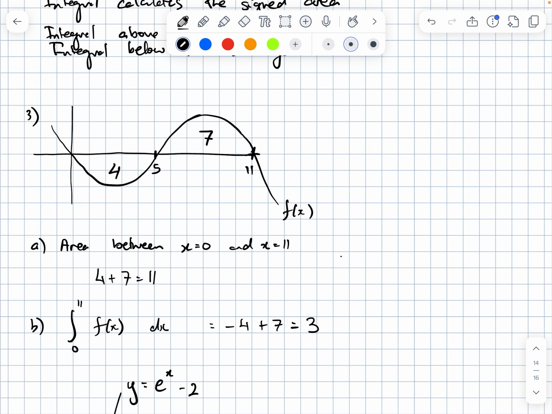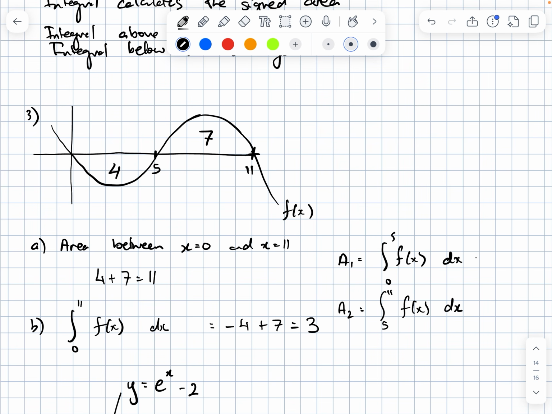And so if you're asked to calculate the area, you have to be very careful, and you have to split the question where the above the x-axis part is and where below the x-axis is. So if you wanted to find the area in this question, you would split it into area 1, which is the integral between 0 and 5 of f of x, and area 2, which is the integral between 5 and 11 of f of x.